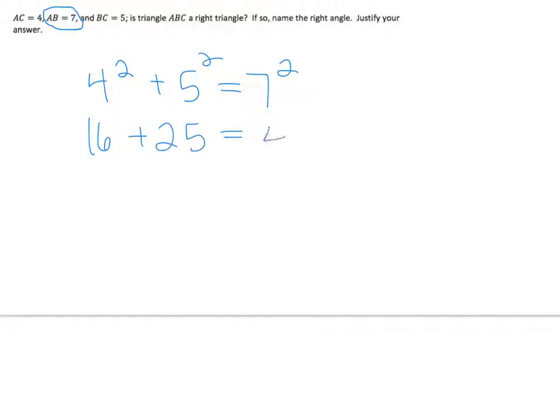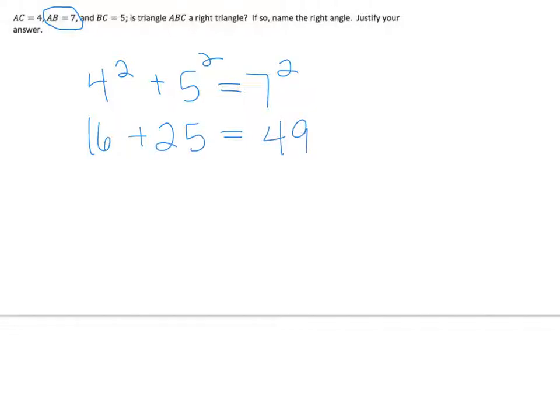Okay, another random question that's not in your classwork. AC equals 4, AB equals 7, and BC equals 5. Is the triangle a right triangle? If so, name the right triangle and justify your answer. So I'm going to grab the longest measurement here, and that's going to be my C term. The shorter measurements will be the A and B terms, and we need to see if this is a true statement. We're going to do the math and double check.